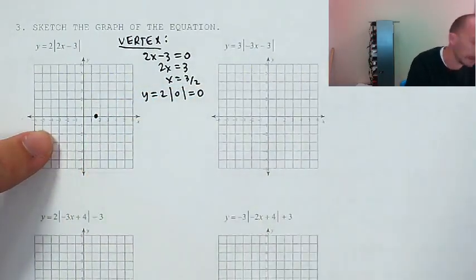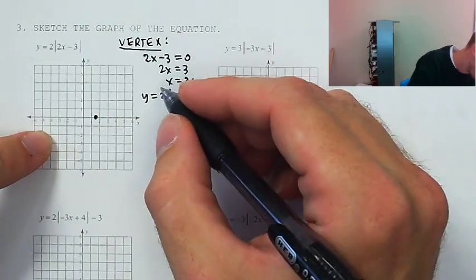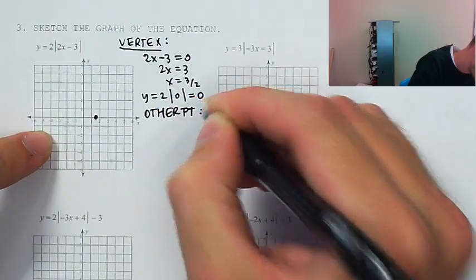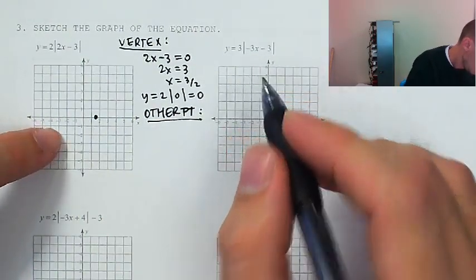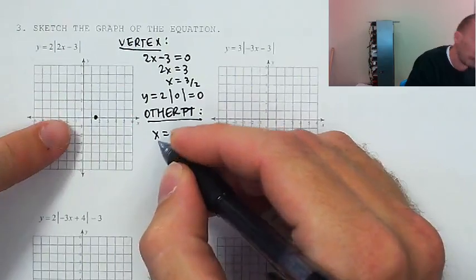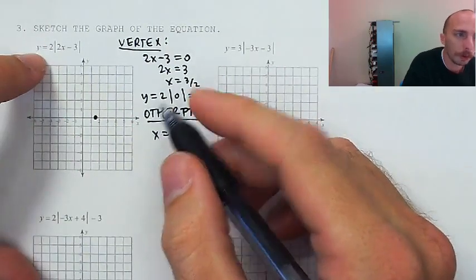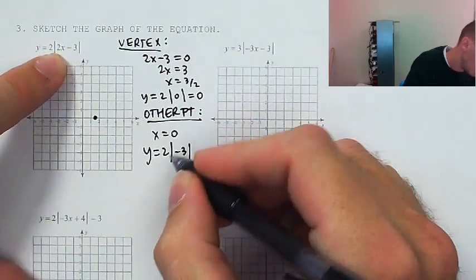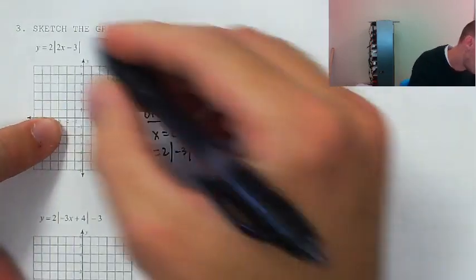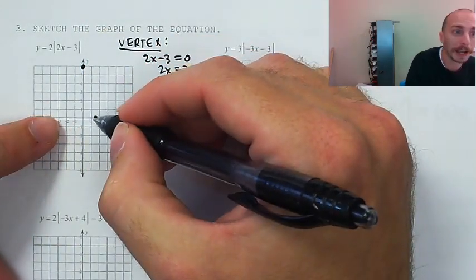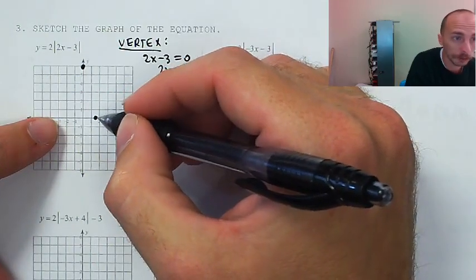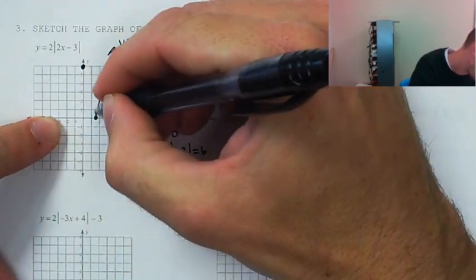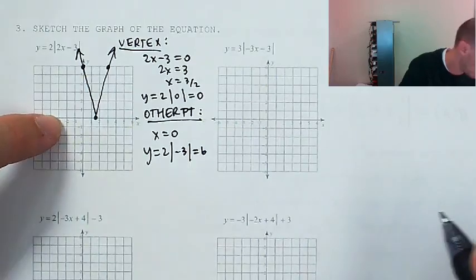3/2, that's not ideal, but I guess we could probably work with that. Let's choose my other point. I'm going to choose x = 0. I always choose x = 0. It's easy to do arithmetic with. So y = 2 times the absolute value of 2 times 0, that's 0 minus 3. So 2 times positive 3 equals 6. So (0, 6). If I went 1.5 to the left and I was at 6, using the symmetry, I should be able to go 1.5 to the right and also be at 6. This is a sketch. Okay, and that's definitely a good sketch.